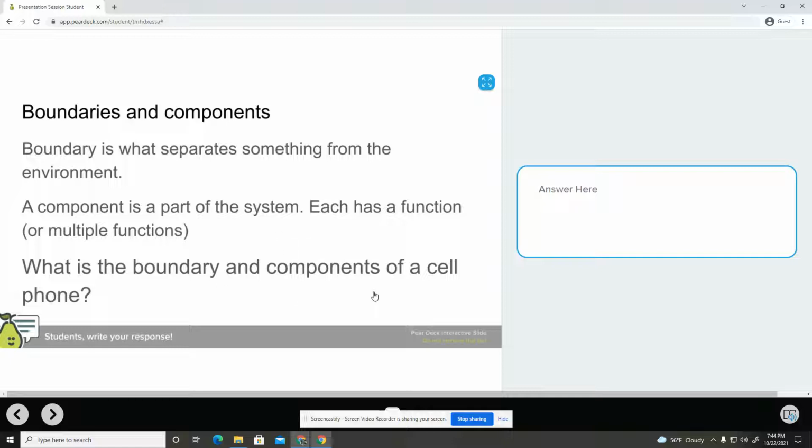So, what would be the boundary and components of a cell phone? The boundary would be the outside, and the components would be your chip, your SIM card, your speakers, your screen, your buttons. All of those are parts separate from each other that work together to form the entire system.